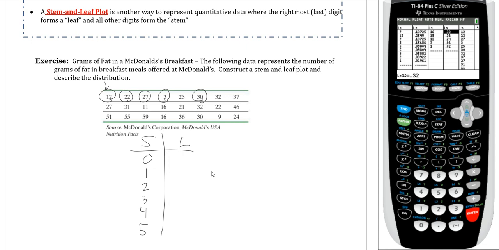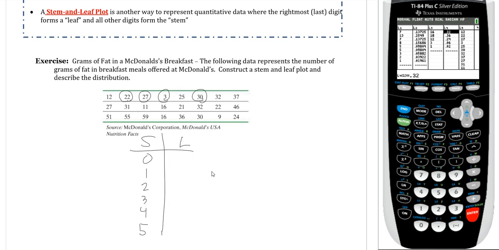The leaves are going to represent the rightmost digits. So, for example, 12, I'm going to represent by putting a 2 as a leaf off of the stem of 1. That way, if I combine any stem with a leaf, 1 and 2 make the number 12. 27 I can have represented next to the stem of 2. That can represent the number 27. That's how the stem and leaf plot is going to work.